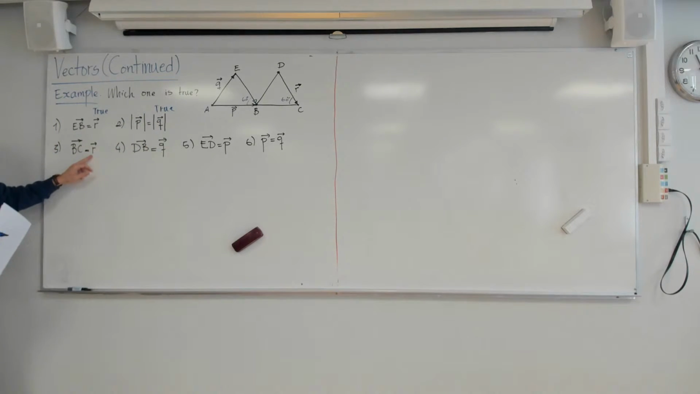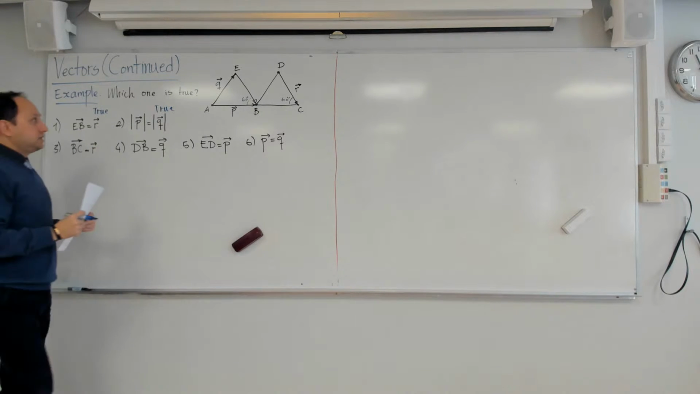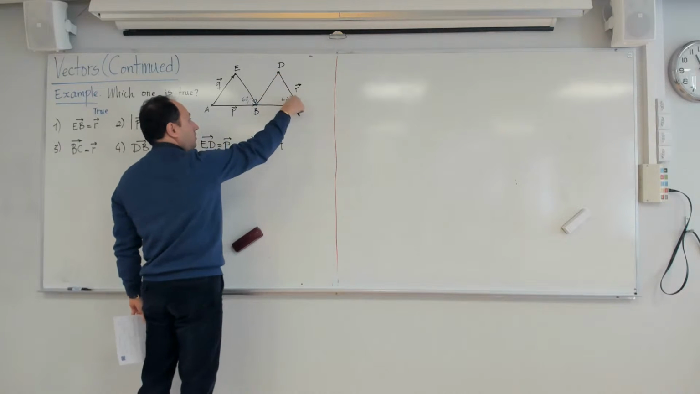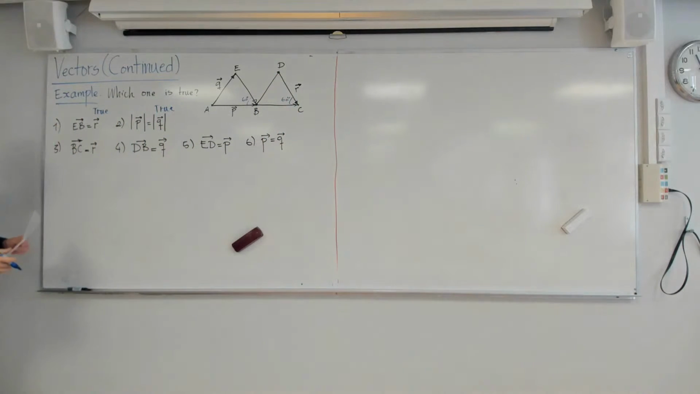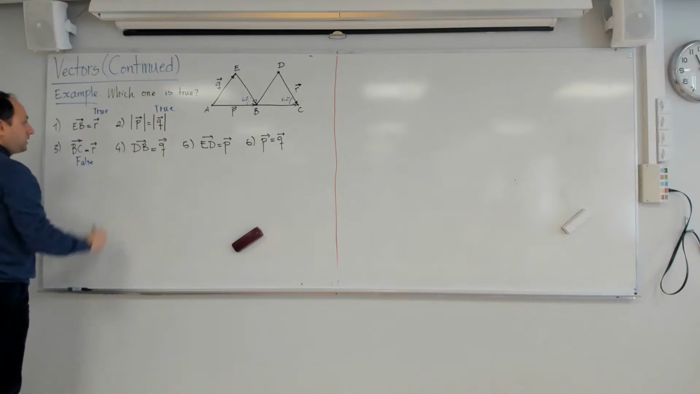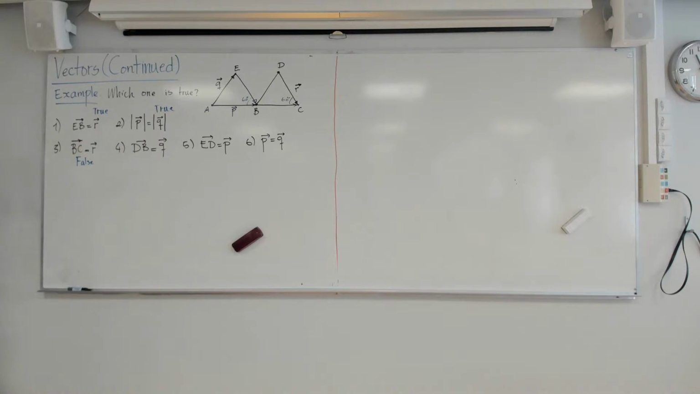And then BC is equal to R. Where is BC? BC is from here to here. So this is BC and this is R. Do you think that they are equal? No, even though they have the same length, they are not equal because they are not parallel. So this is false. What about DB equal to Q?